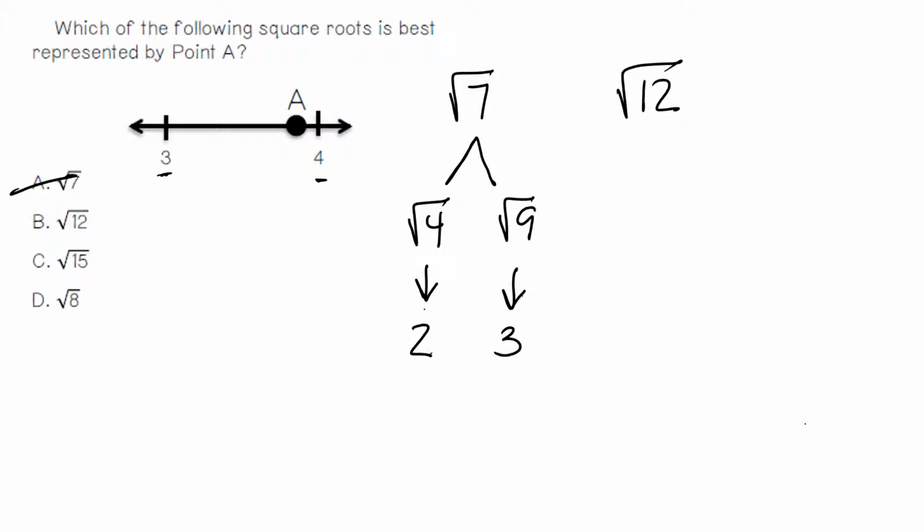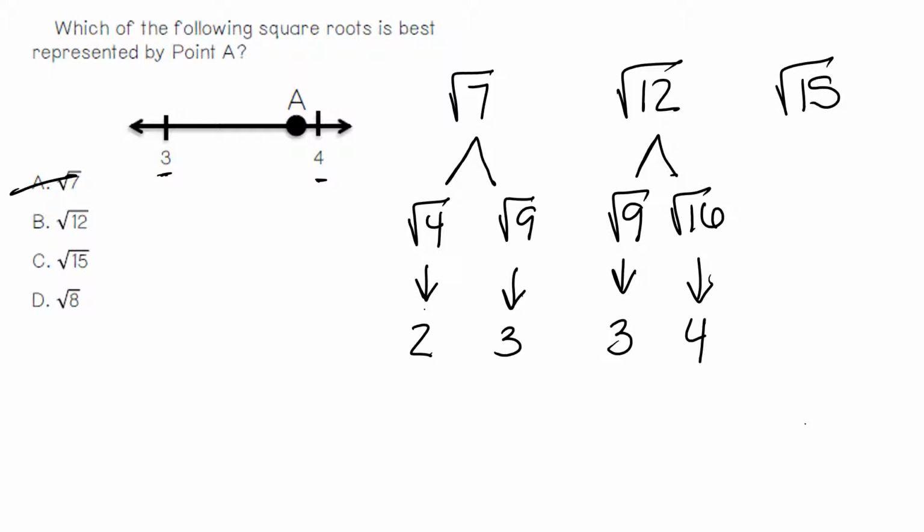Our second non-perfect square is 12. Again, it's not on our list of 15, so we have to look at what it goes in between. 12 is between 9 and 16. 12 is in the middle. The square root of 9 is 3. The square root of 16 is 4. It is between 3 and 4, so 12 is a possible answer choice. The next answer choice, 15. 15 is not on our perfect square list, so we have to look and see what it is in between. It is in between 9 and 16, which is 3 and 4. So 15 is a possible answer choice.